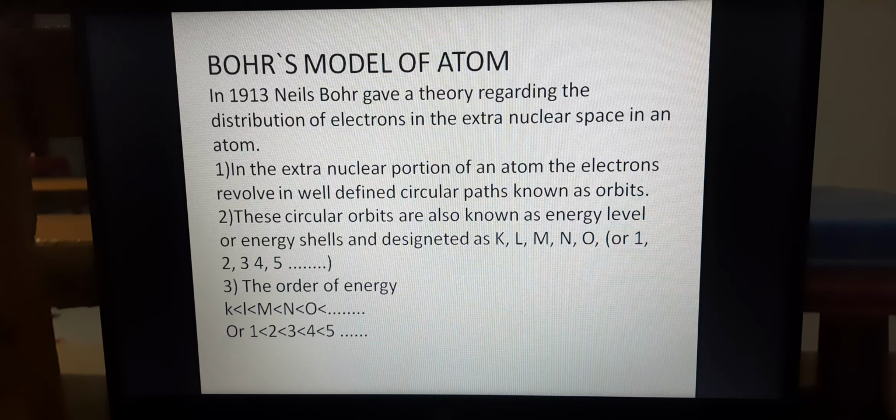These circular orbits are also known as energy levels or energy shells and are designated as K, L, M, N, O or 1, 2, 3, 4, and their energy levels are such that K is less than L, less than M, less than N, that is, 1 is less than 2, 2 is less than 3, like this. Whenever the shell number increases, the energy level will increase.